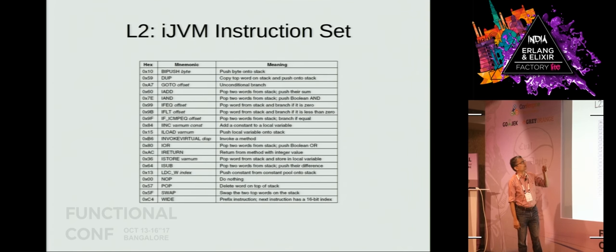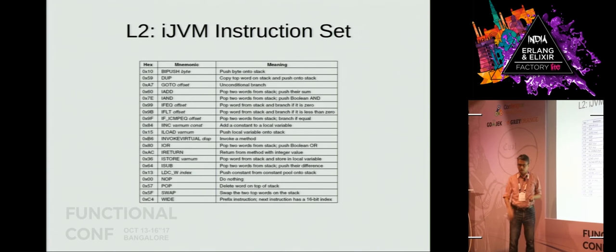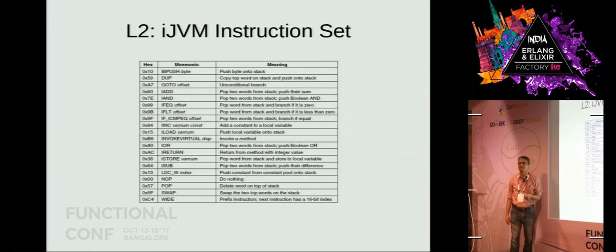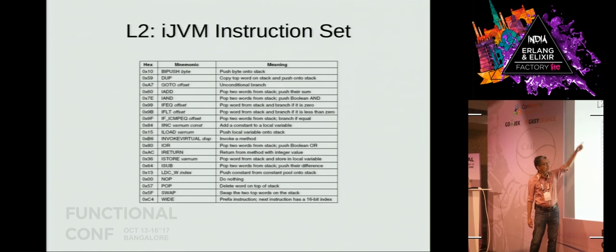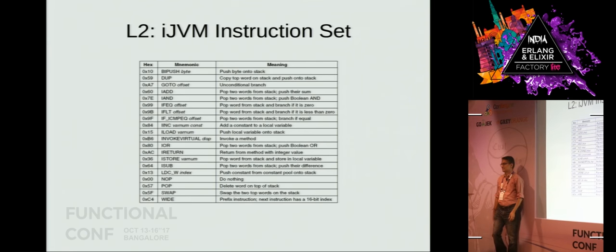These are the level 2 instructions used in the IJVM. Don't worry too much about it. But this is just to give you an idea of what is available and what is possible. So everything is identified by a hex code, and then you have a name and text what it does.